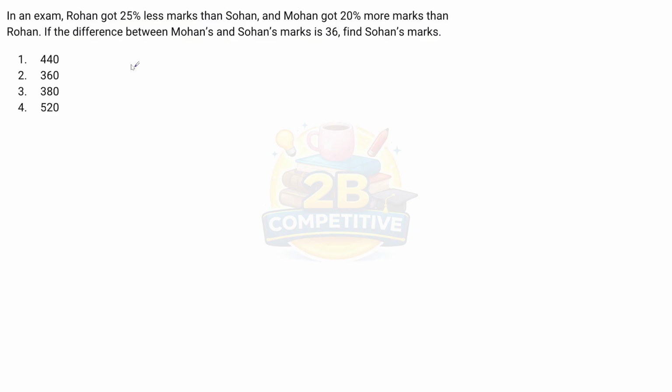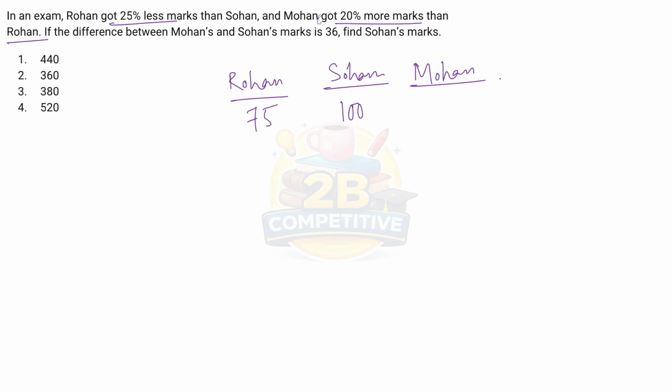Next, in an exam, Rohan got 25% less marks than Sohan. Mohan got 20% more marks than Rohan. So Rohan, Sohan and Mohan. Rohan got 25% less than Sohan. So if Sohan got 100, Rohan gets 75. Mohan got 20% more marks than Rohan. So Mohan got 75 into 120 by 100, that will be 90.